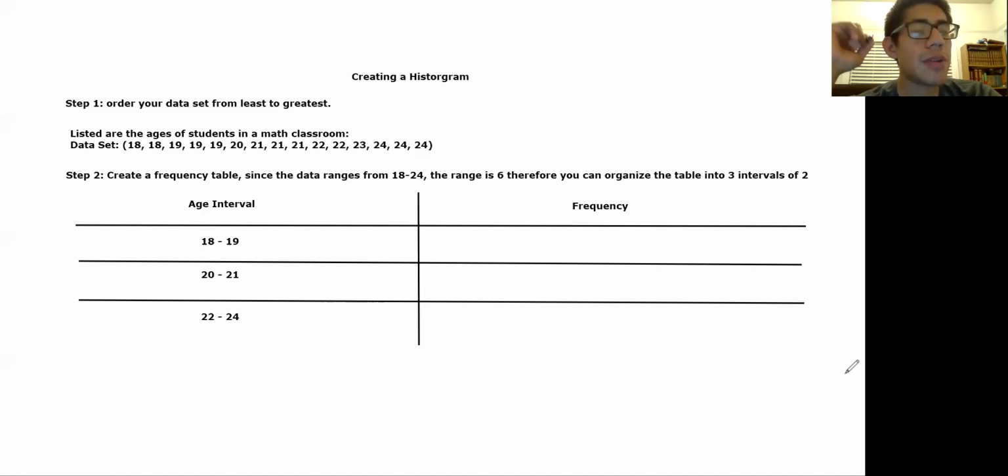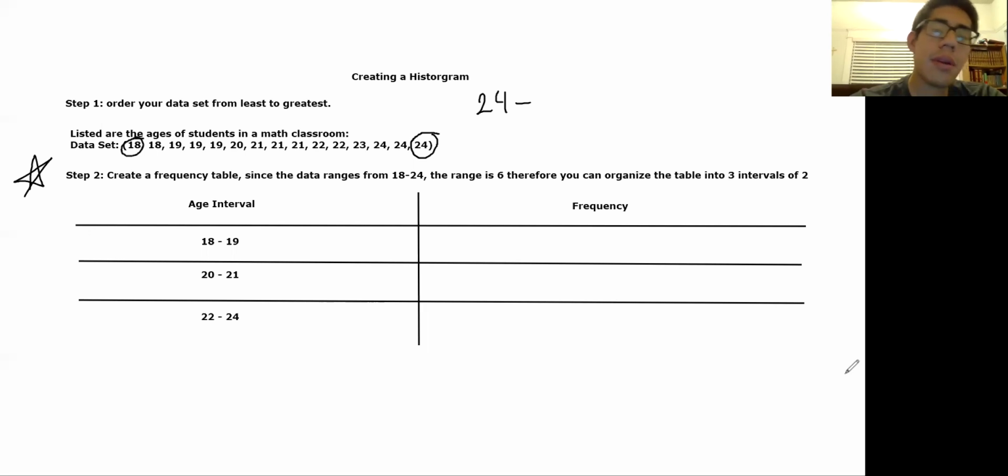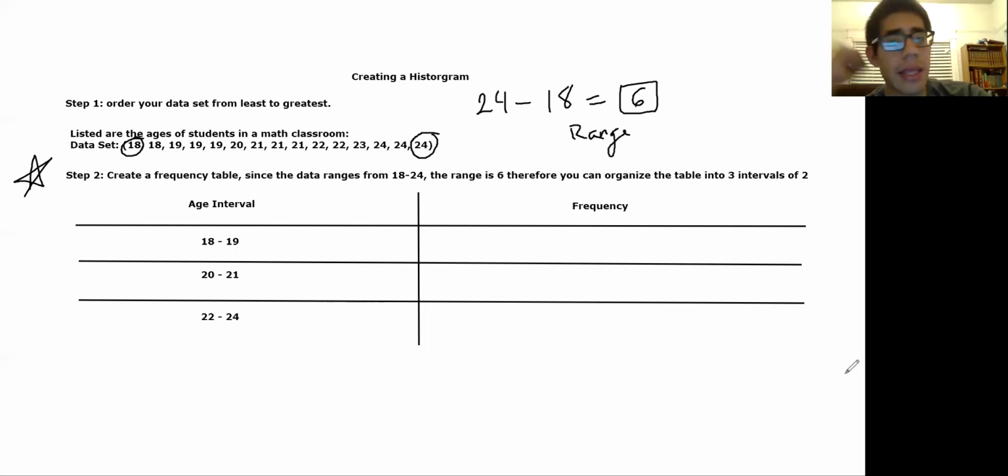Now, right here under step 2, I have create a frequency table. Since the data ranges from 18 to 24, the range is 6. What I did there was I took the maximum number, 24, and subtracted the minimum number, 18, and that gave me a range of 6. If you remember, this is your range. You found this like 2 weeks ago, and what this means is there's approximately a total of about 6 numbers within the data set.